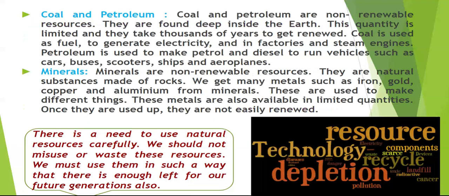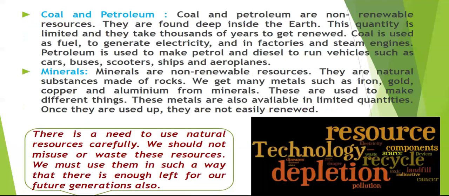Coal and petroleum are non-renewable resources. They are found deep inside the earth. Their quantity is limited and they take thousands of years to get renewed. Coal is used as fuel to generate electricity and in factories and steam engines. Petroleum is also known as black gold, which is used to make petrol and diesel to run vehicles such as cars, buses, scooters, ships, and aeroplanes.